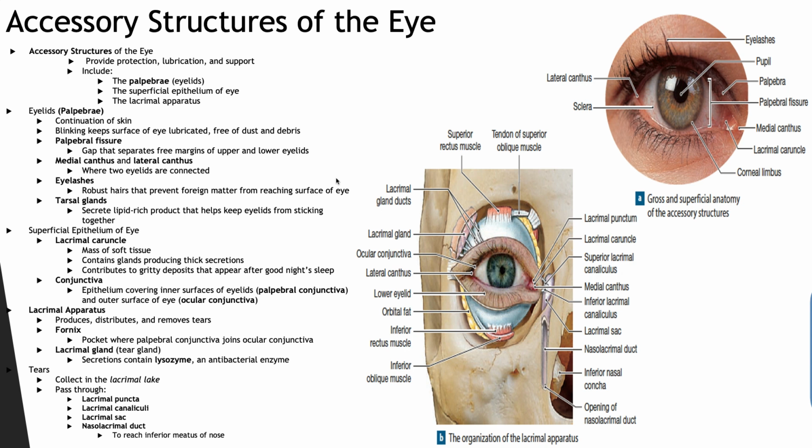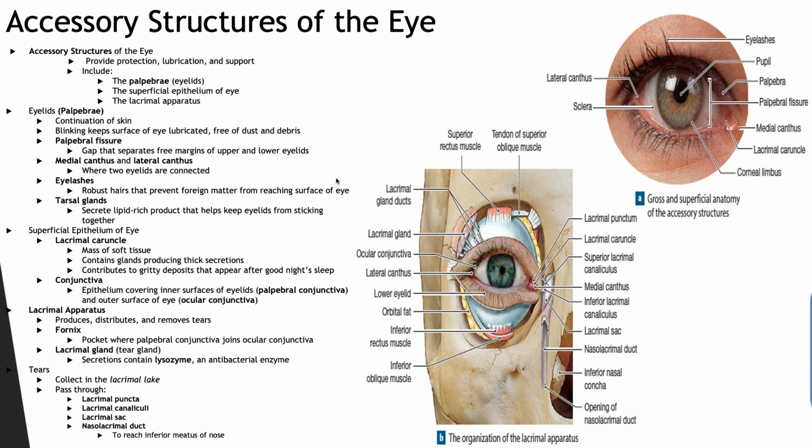The palpebral fissure is the gap that separates the free margins of the upper and lower eyelids. The two eyelids are connected, however, at the medial canthus and the lateral canthus. The eyelashes along the margins of the eyelids are very robust hairs. They help to prevent foreign matter, including insects, from reaching the surface of the eye. The eyelashes are associated with unusually large sebaceous glands. Along the inner margin of the lid are small modified sebaceous glands called tarsal glands, or meibomian glands. They secrete a lipid-rich product that helps to keep the eyelids from sticking together.